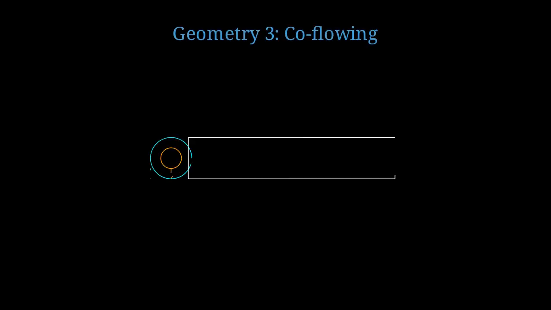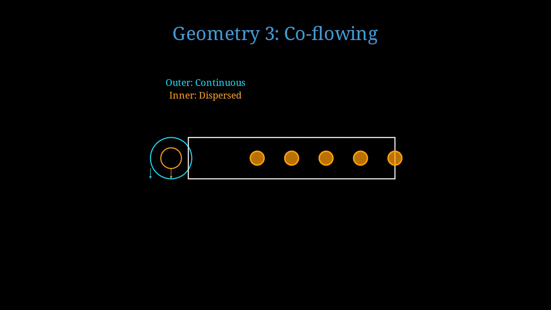The third geometry is co-flowing, which is excellent for creating core shell structures. In co-flowing, both phases flow in the same direction through coaxial capillaries. The inner fluid breaks up into droplets due to Rayleigh-Plateau instability. This is particularly useful for making double emulsions or encapsulated structures.